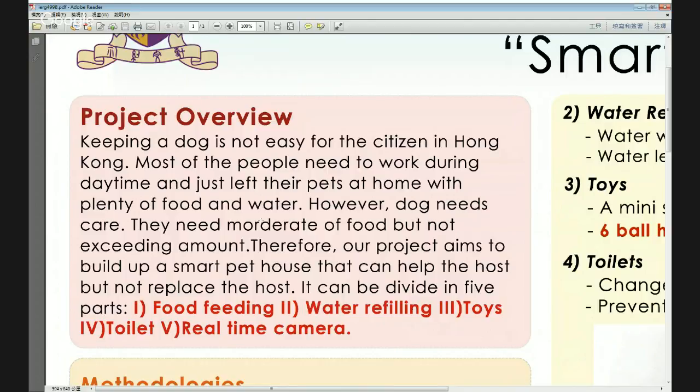After realizing this problem, we did some research on smart dog houses, but we found that the recent products are so well prepared that they almost replace the host. Therefore, we aim to build a smart pet house that can help the host but not replace the host, and help those hosts who don't have a housekeeper. This project can be divided into 5 parts: food feeding, water refilling, toys, toilets, and real-time camera.